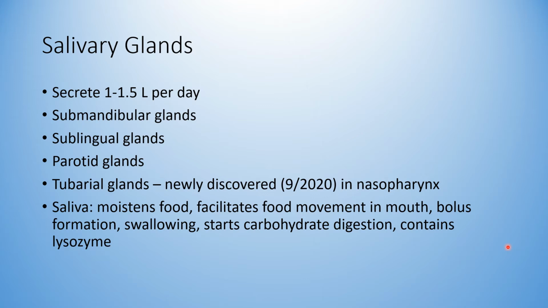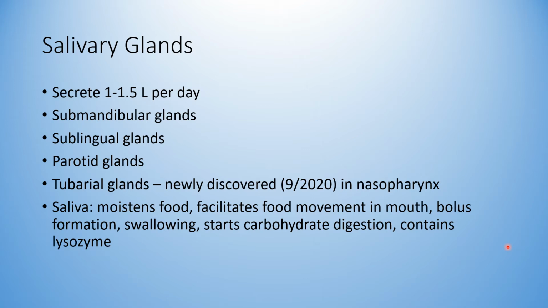So now your book says that there are 3 sets of salivary glands: the submandibular ones, which think about the words where they are, under the back of the jaw; the sublingual, which is under the tongue; and the parotid glands, which are the largest ones, so kind of in front of your ear.